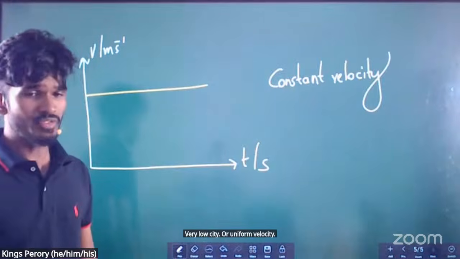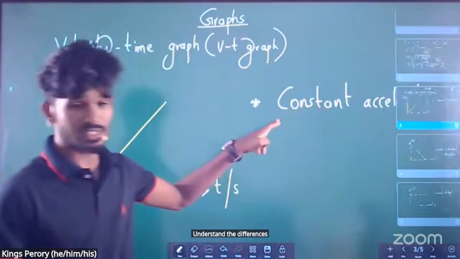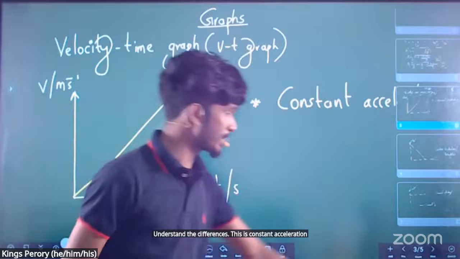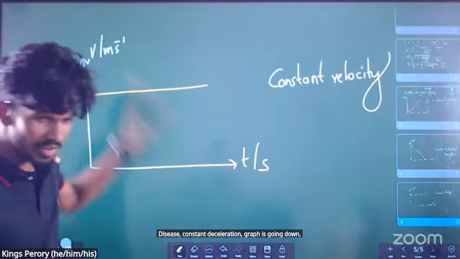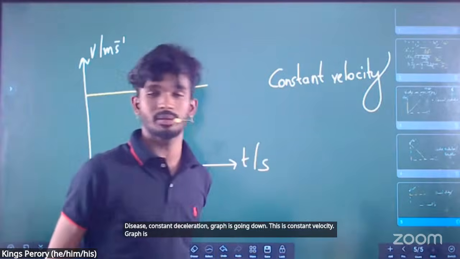So understand the differences. This is constant acceleration, graph is going up. This is constant deceleration, graph is going down. This is constant velocity, graph is straight flat.